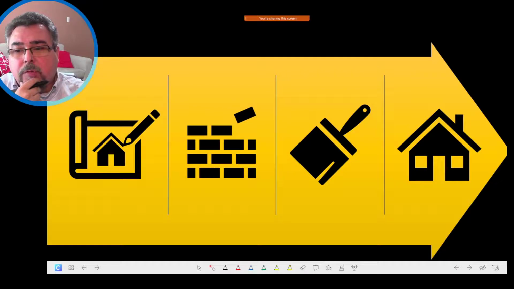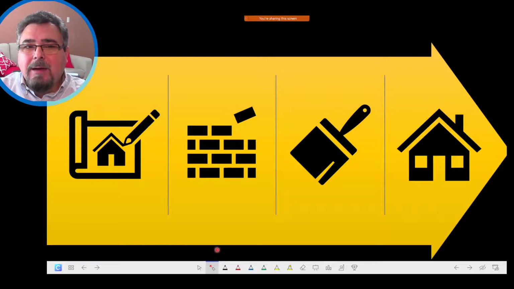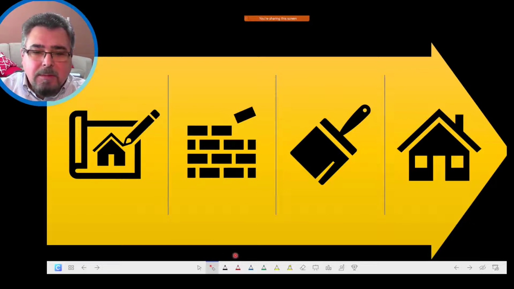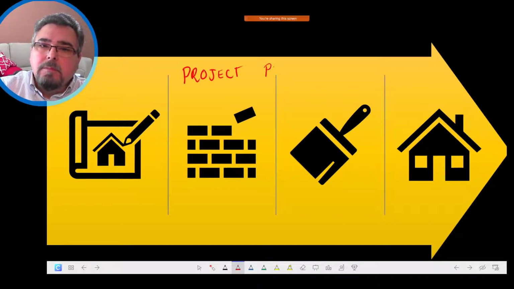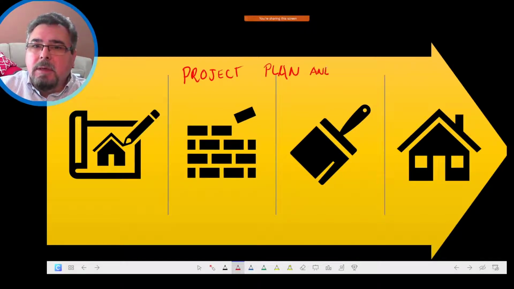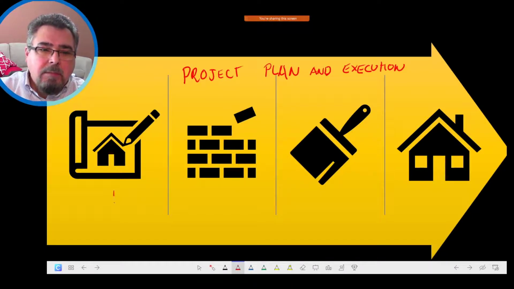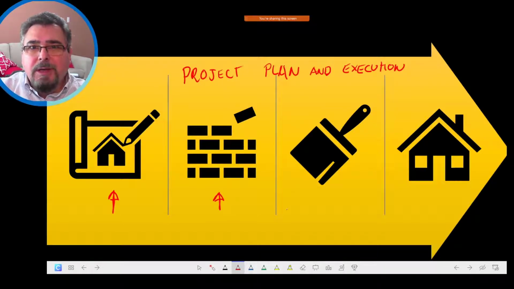What do you see on the screen now? What is that? Yes, that is a project plan. A project plan to build a house. Actually, it's not just a plan, but the execution plan and execution to build a house. So we start with the design here, then we move to the structure, foundation, walls, roof, then we have finishings, and then we have the house.